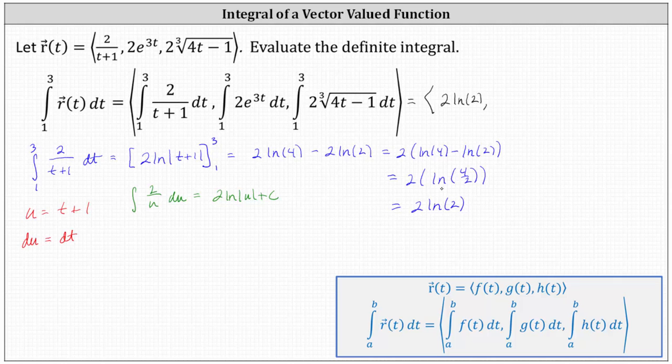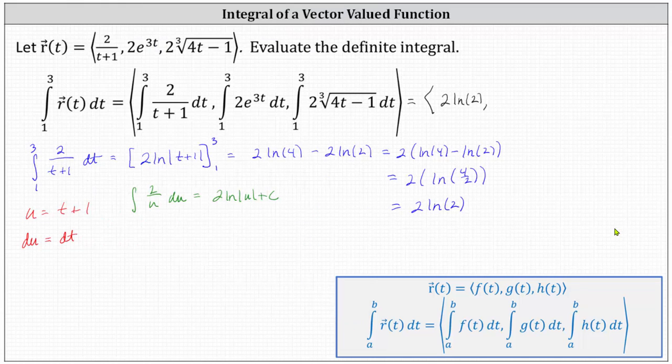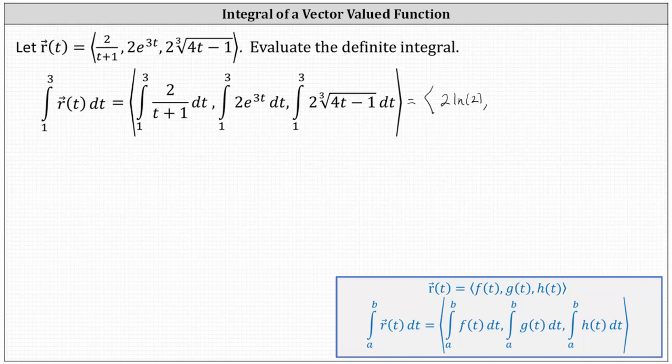And just to verify this log property, let's check this on the calculator. Notice the calculator shows the first line and third line are equivalent. And now let's consider the integral for the y component. We have the integral from 1 to 3 of 2 e to the 3t dt.